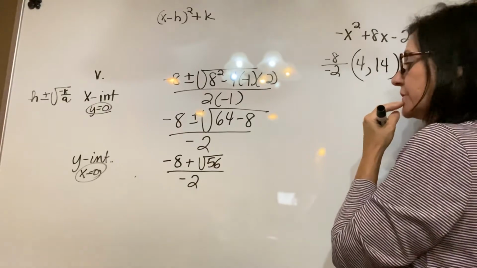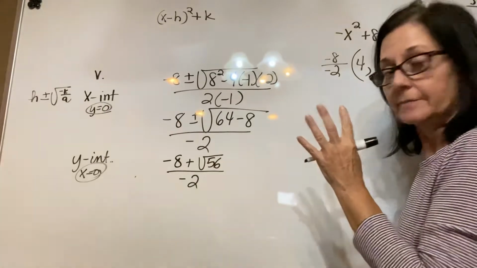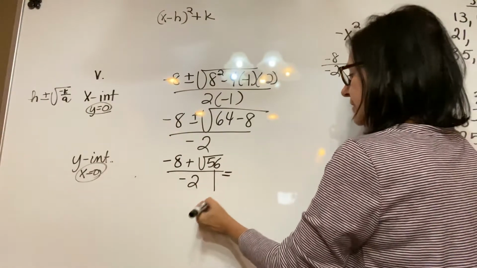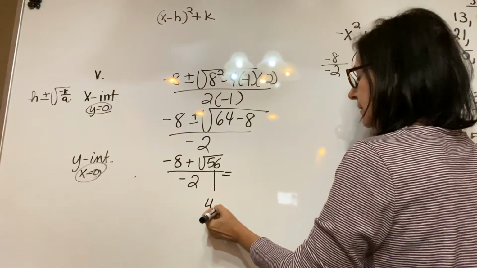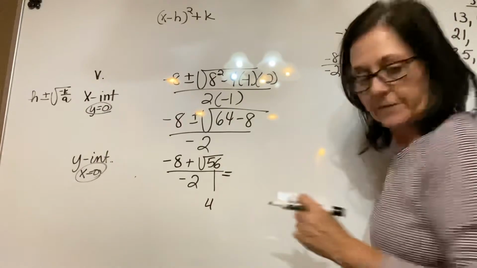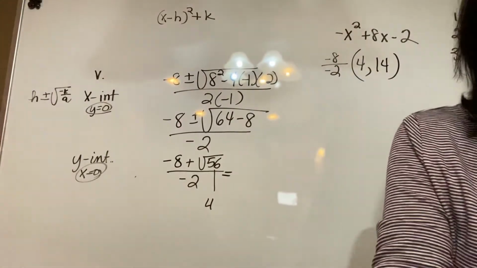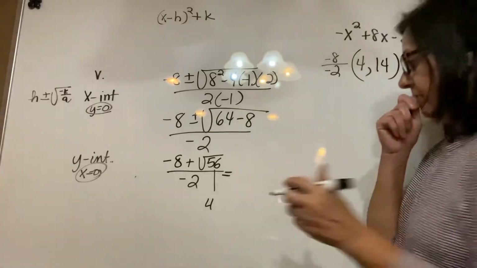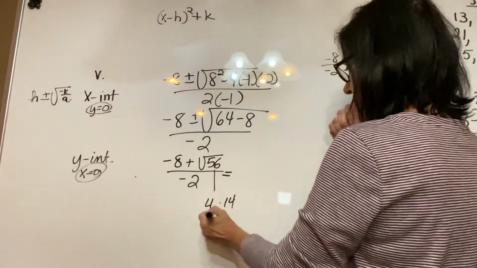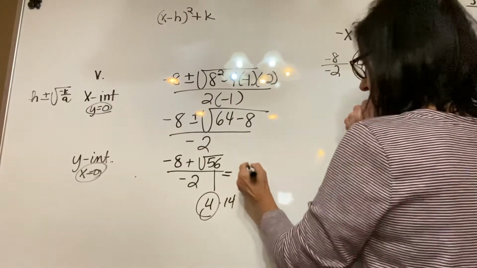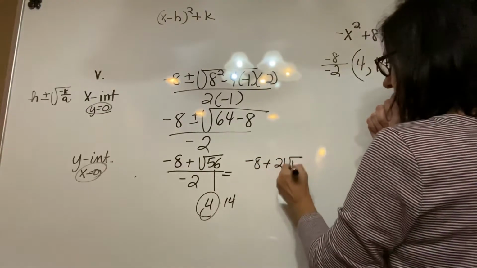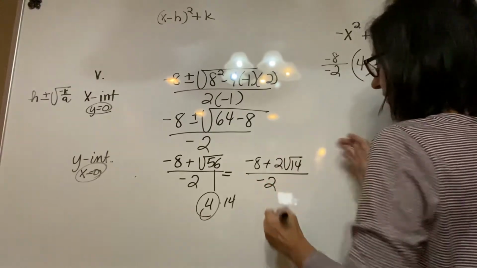And I can really just change all the signs, right? 56, though, I believe is 4 times... what is 56 divided by 4? It feels like I can simplify that. 56 divided by 4 is 14. 4 times 14, so I can unsquare that too. All right, so let's do that. -8 plus 2 square root of 14 over -2.